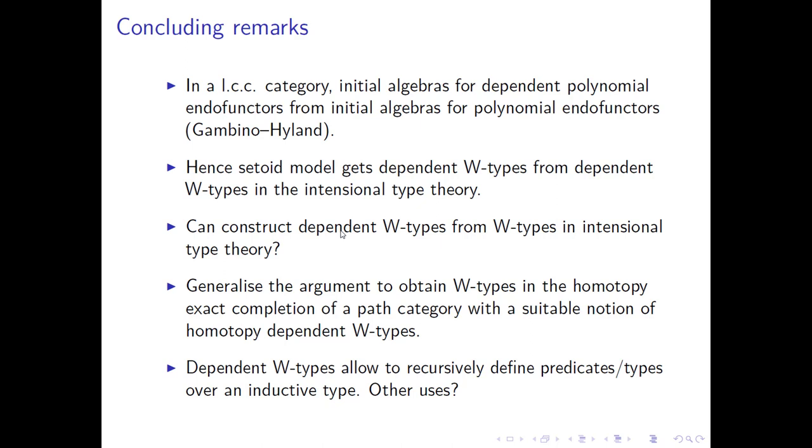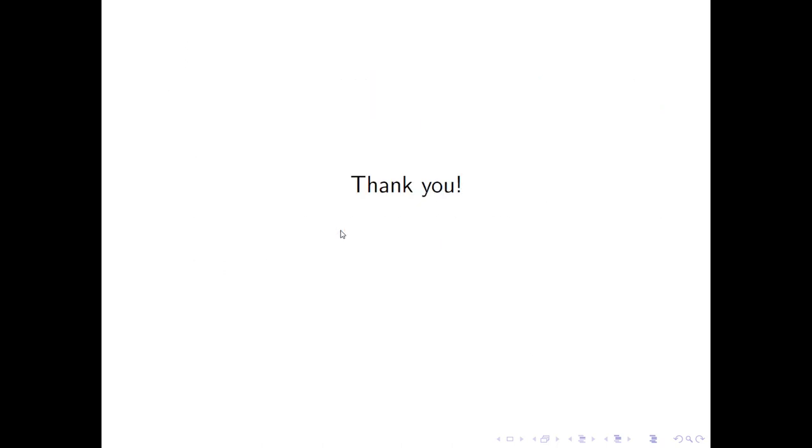Yeah, then, I mean, more generally, with the dependent W types, we can just recursively define predicates and construct types over the inductive types. And so perhaps we can use this in other ways. One thing you can do, for example, is to construct the bisimulation relation on W types without using recursion into the universe. But maybe you can do other things. I still don't know. But that's it.